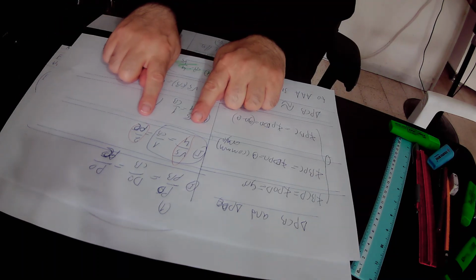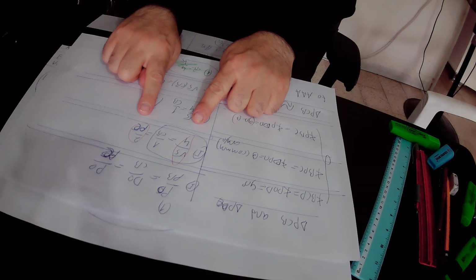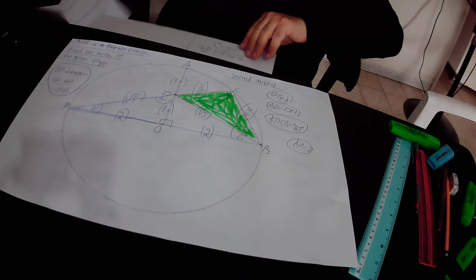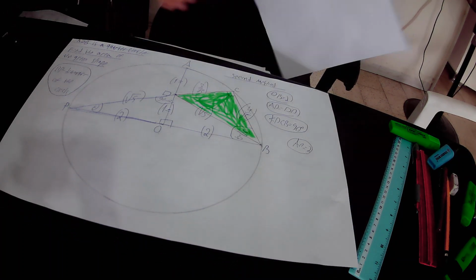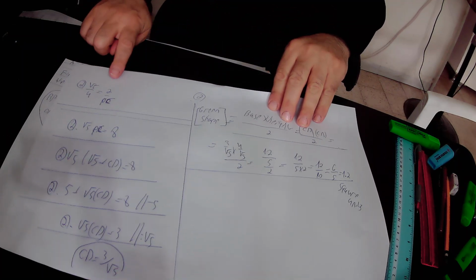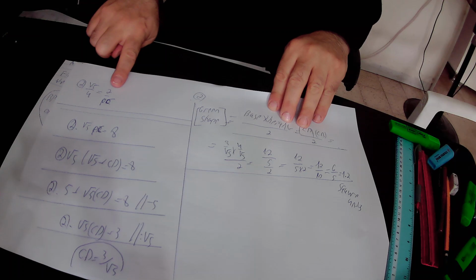Those two expressions in the red color are equal to each other, therefore I created equation 2 from those two expressions. So according to equation 2, we actually found out that square root of 5 over 4 equals 2 over PC.